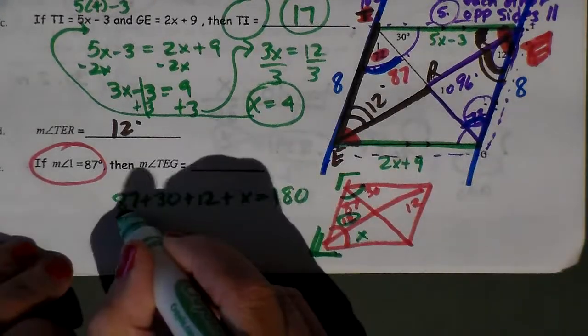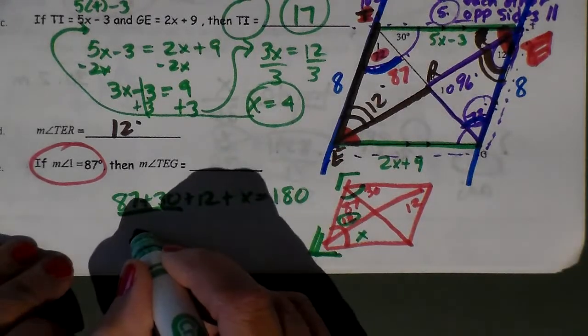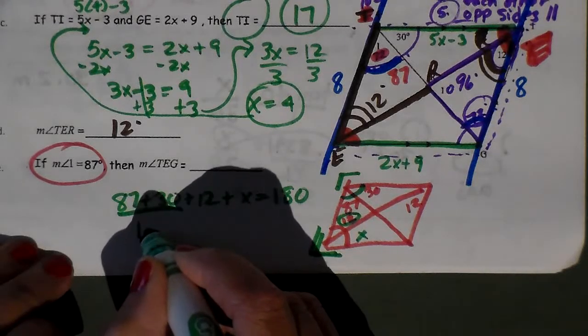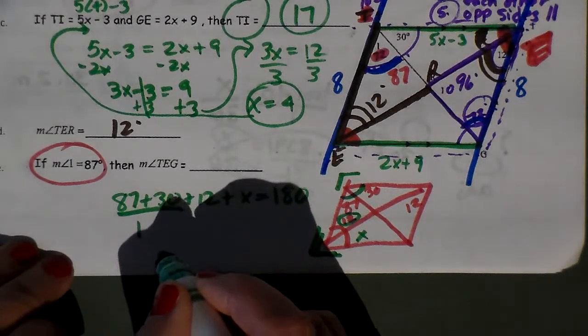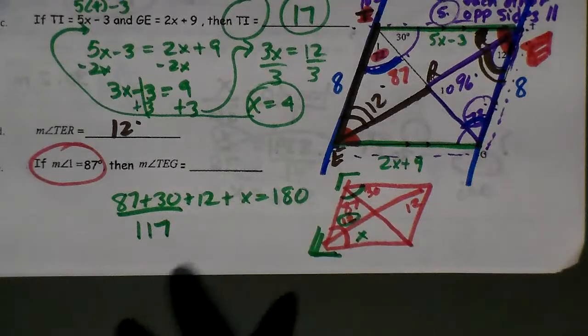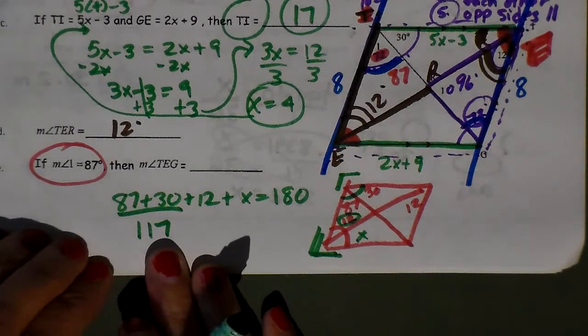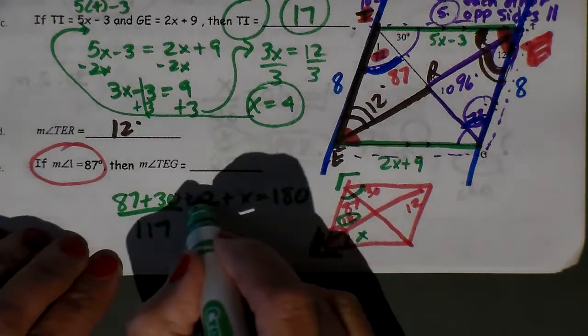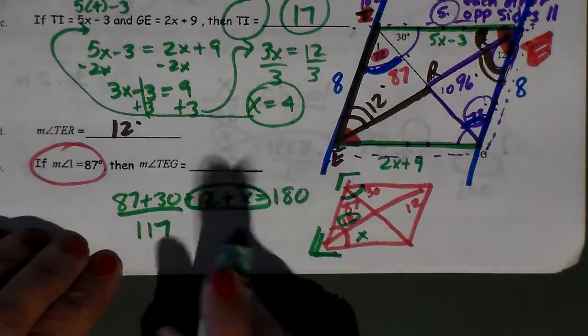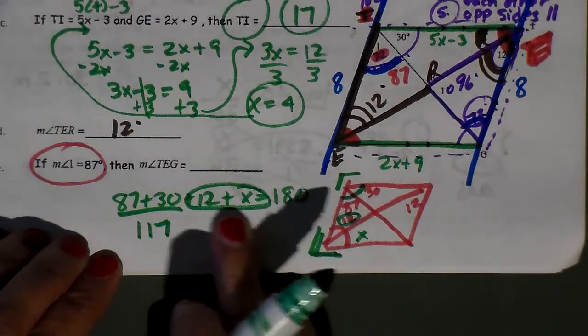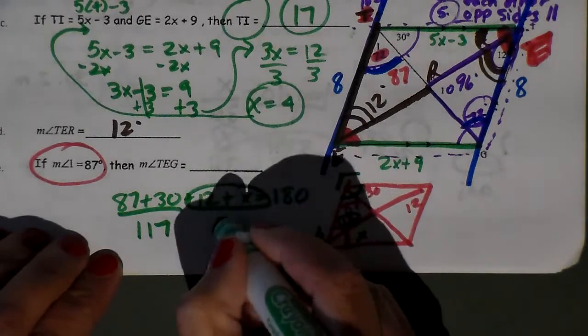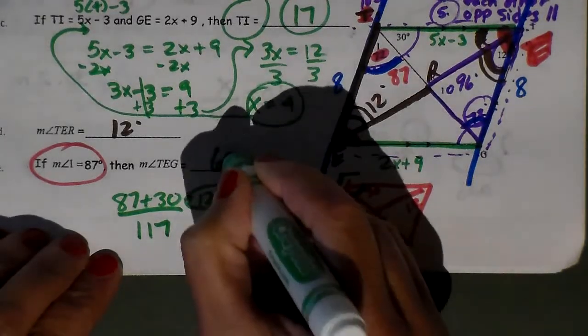So what's 87 plus 30? What do you think? 110? 117? You guys are so smart. So it's 117, right? Okay? So don't worry about this. I don't need to know the individual x. I just need to know what together these add up to. What's 180 minus 117? 63 degrees.